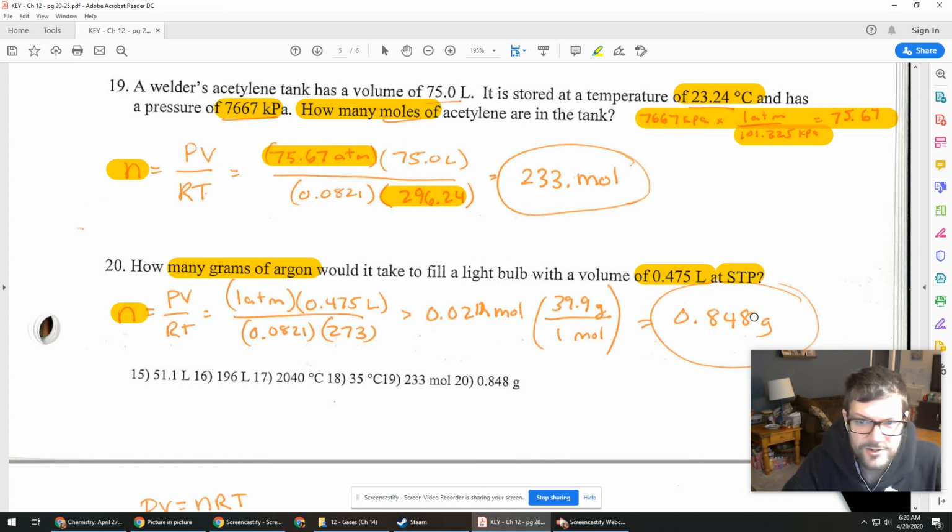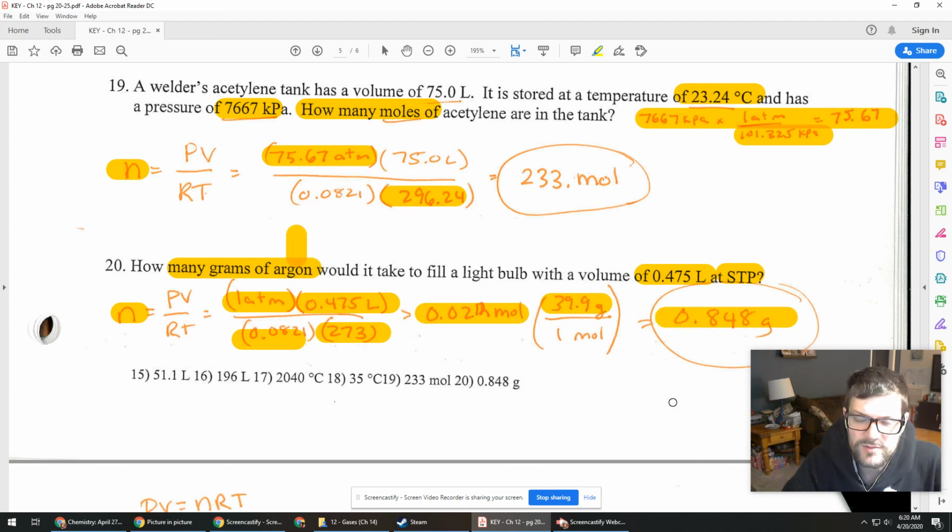And this is at standard temperature and pressure. If we want the light bulb at standard temperature and pressure, although I think sometimes they have lower pressures inside of light bulbs. So here we know that the pressure is 1 atmosphere. We know the temperature is 273, and knowing that volume that's given, I solve for moles. I multiply it by the molar mass of argon because that's the gas in question. And I'll find how many grams of argon they need to pump into that light bulb.